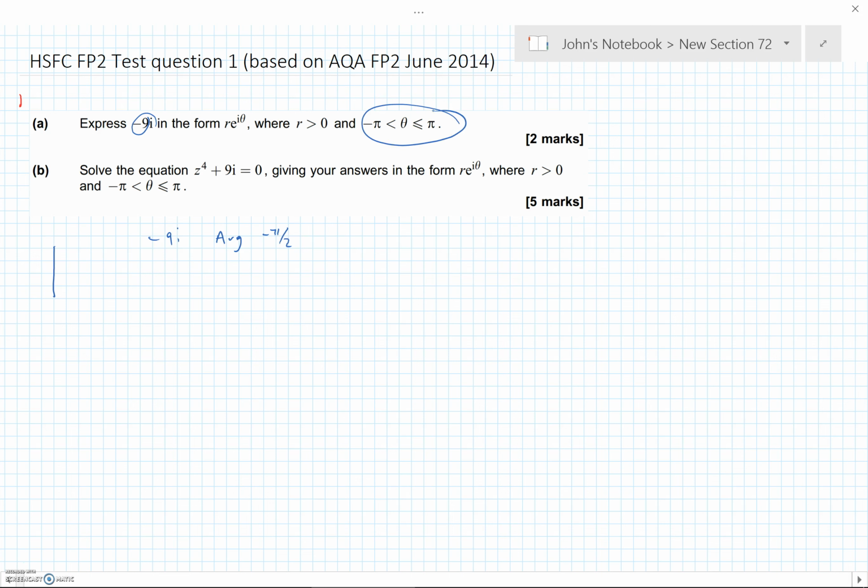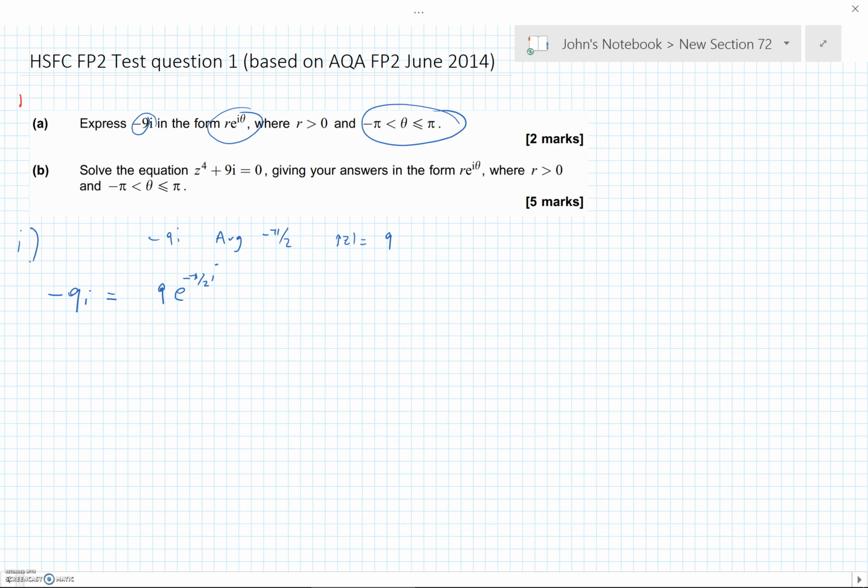We need our argument, which is fairly standard anyway. And it's got a modulus of 9. So the modulus of z equals 9. So 9 minus 9i is equal to, and it wants it in r e to the i theta form, so that's 9 e to the minus pi by 2 i. That's the first part done.